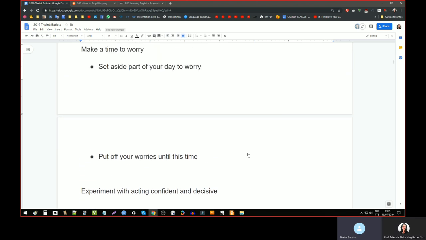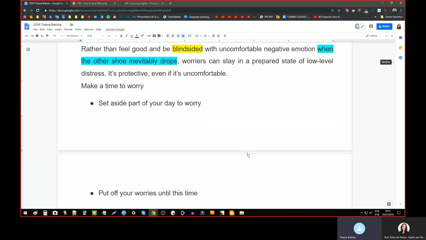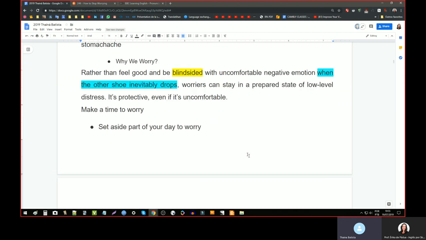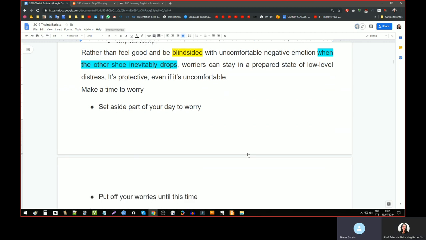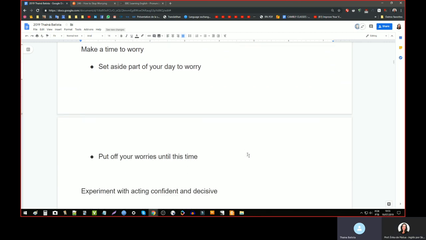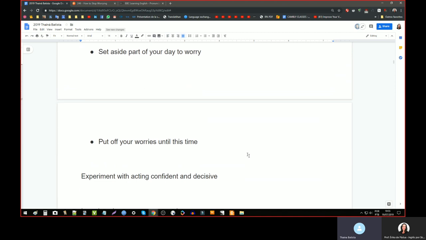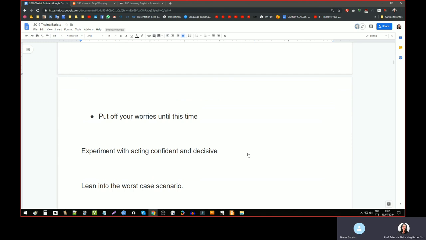to deal with worry. So the first is to make a time to worry. So set aside part of your day to worry. And it's very important. It's a good idea. And if you get worried at a different time, you just put off your worries until this time, and probably you will forget.